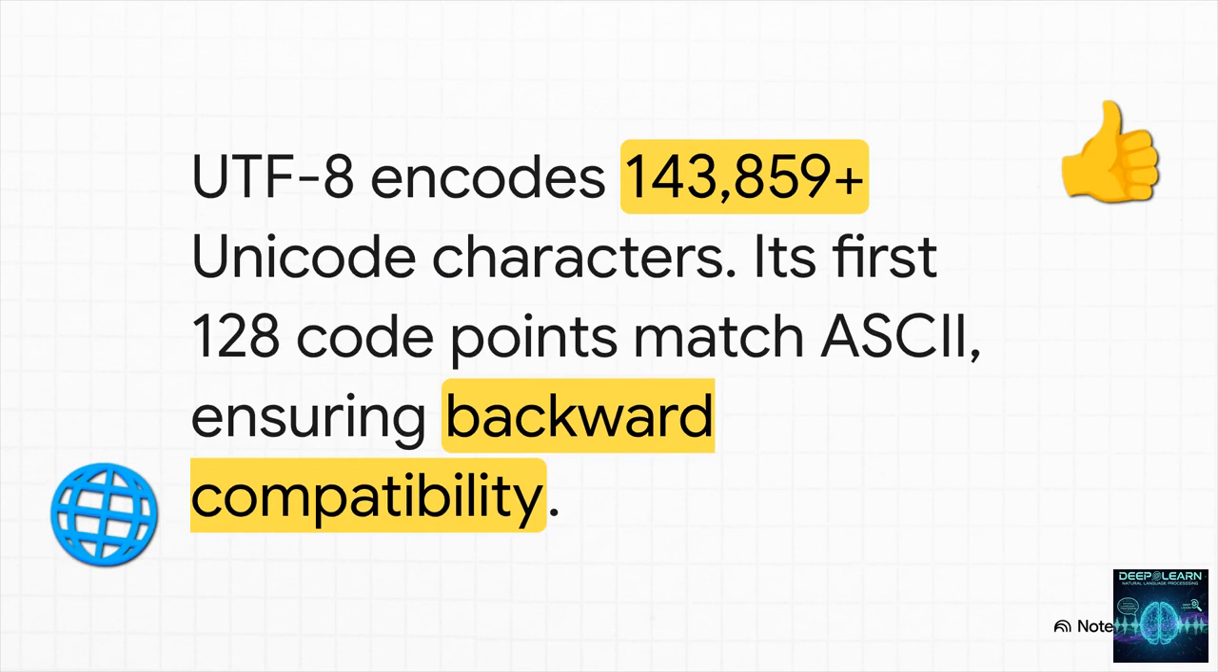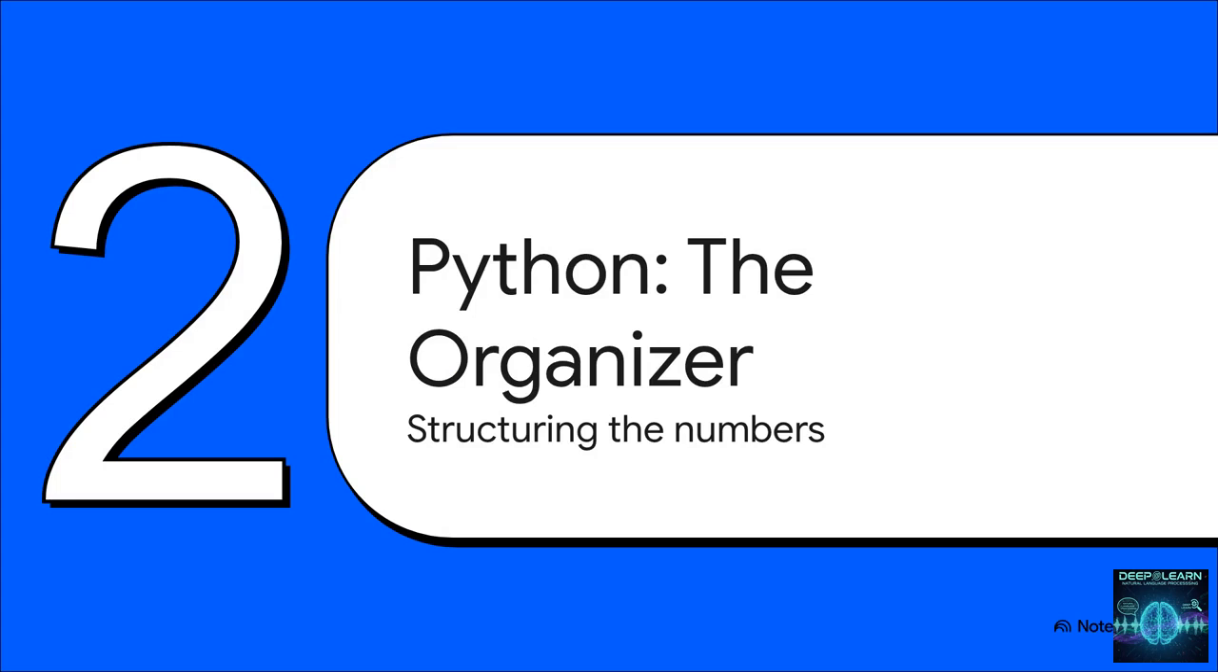It covers over 143,000 characters from Unicode. But here's the really brilliant part: it's backward compatible. The creators made sure that its first 128 characters lined up perfectly with the original ASCII. This was a genius move, because it meant all those old text files and websites from decades ago would still work perfectly on modern systems. Talk about future-proofing.